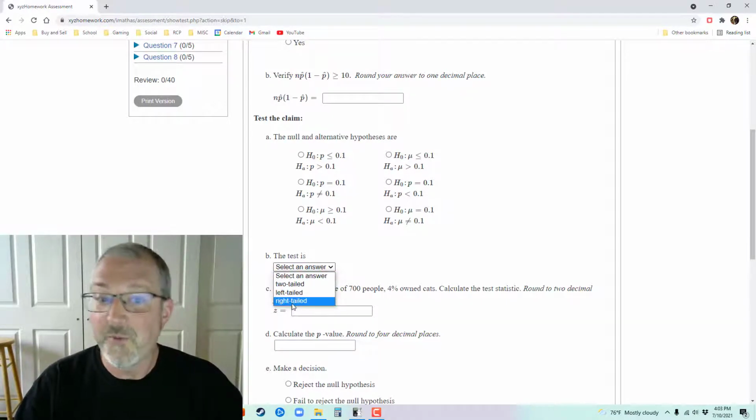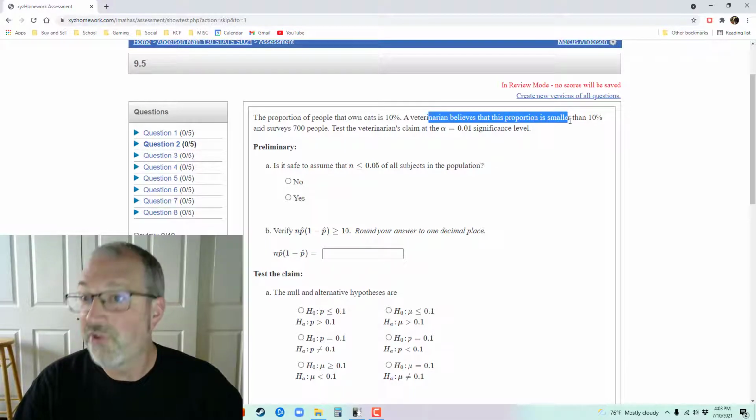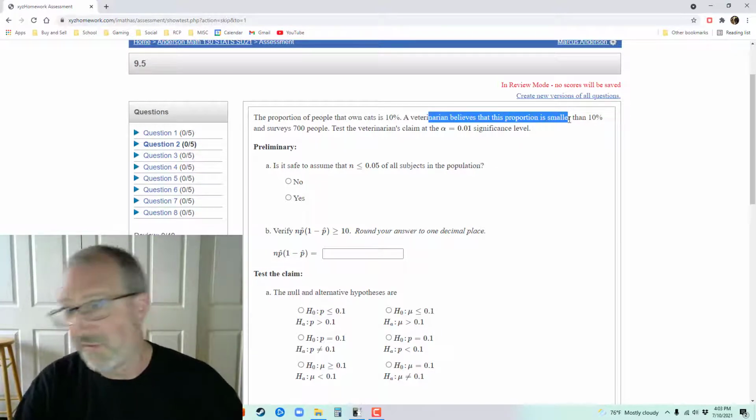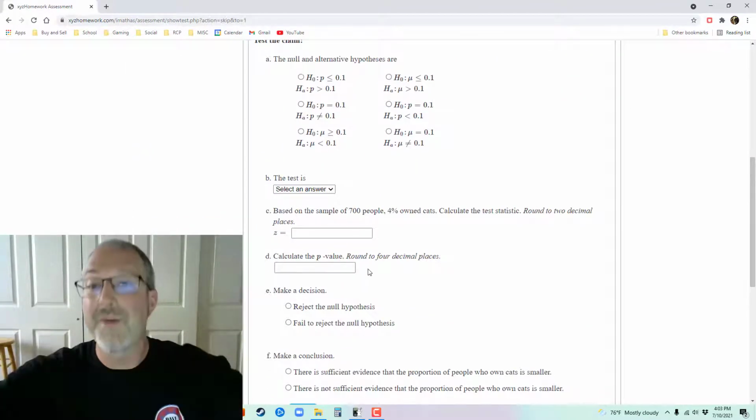And then you can tell me if it's left tail, right tail, or two-tailed based on which one you chose. And of course, the problem randomizes and it says the veterinarian believes the proportion is, and you're going to say greater than or less than or not equal to. And then, again, these are all randomized.